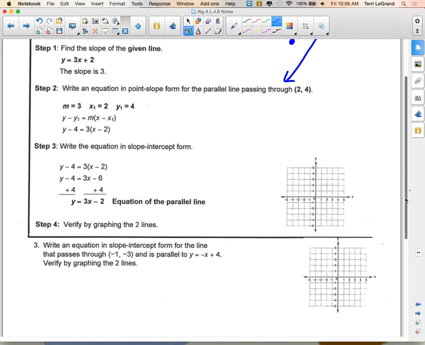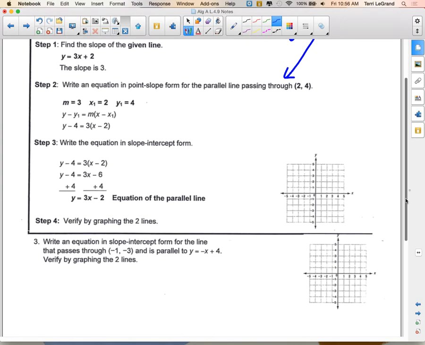So first thing we're going to need to do, and you need to follow these steps, okay? Step 1, we need to find the slope of the given line. Because why is that important? Because the other line is going to have the same slope. It's going to share that slope. Well, that's going to tell us what the m value of our new line should be.